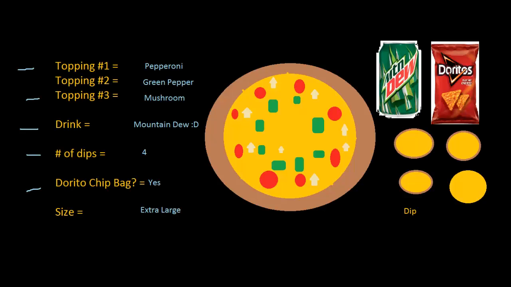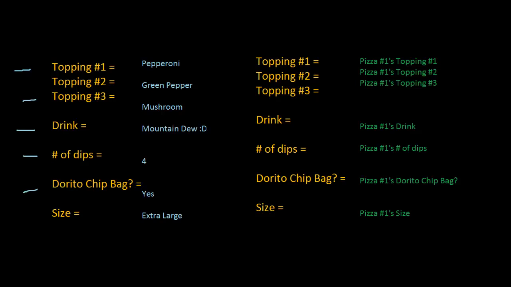Okay, so let's say Tyrone wants to make 2 identical pizza orders. So we can make a constructor to copy the values from the first pizza he makes onto the second pizza he orders. That way he will have 2 of the same pizzas with the same values.